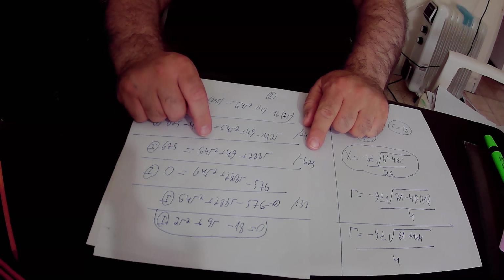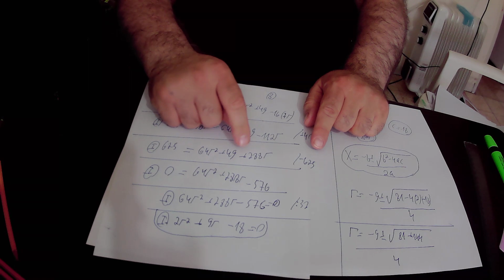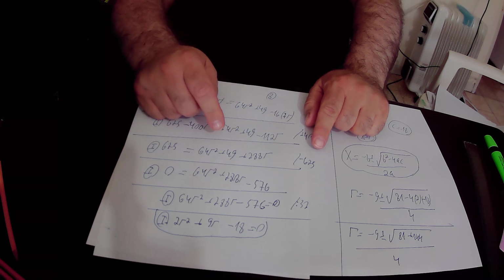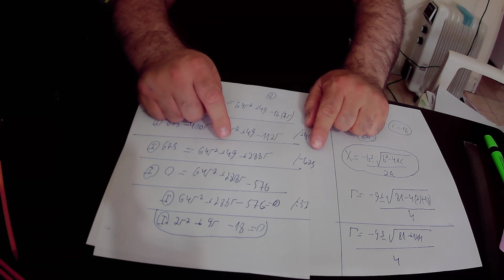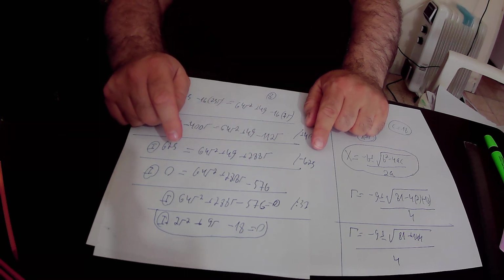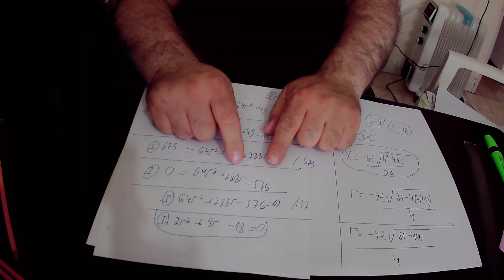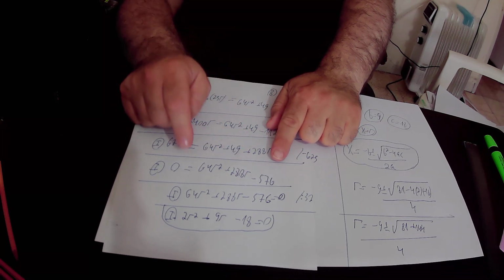So here we have 64r squared plus 288r, and 49 minus 625 equals minus 576. So in conclusion, we found out that 64r squared plus 288r minus 576 equals 0.